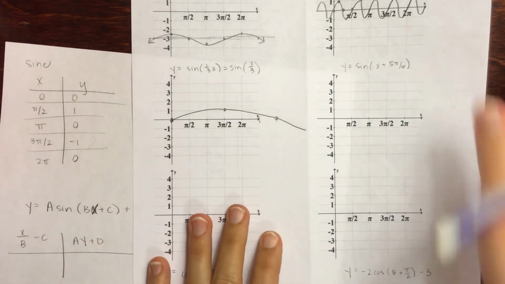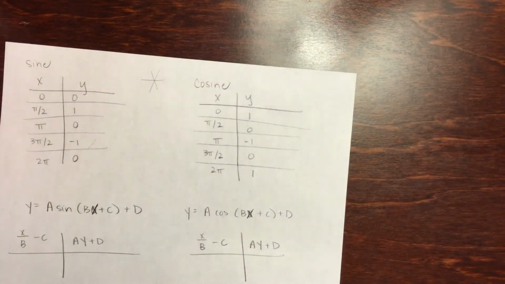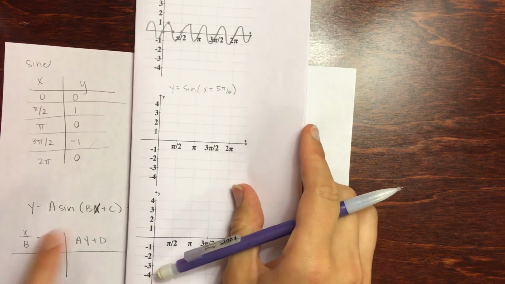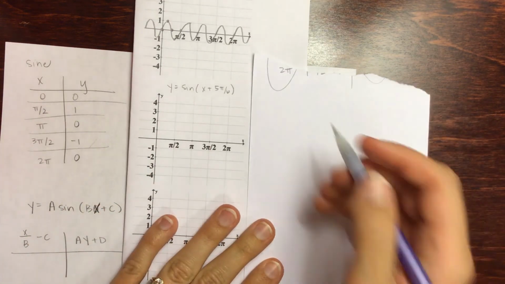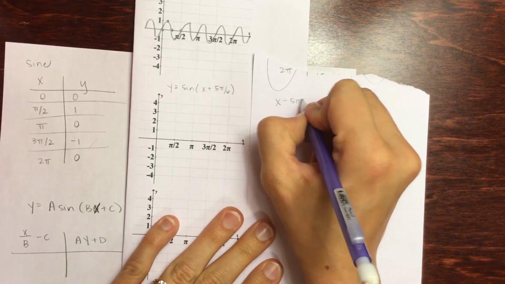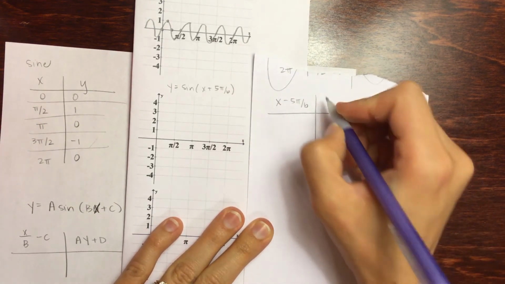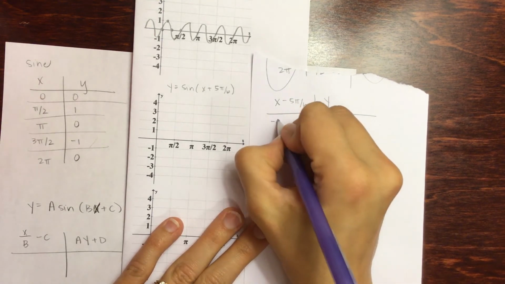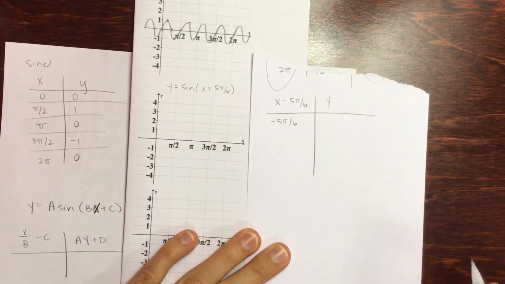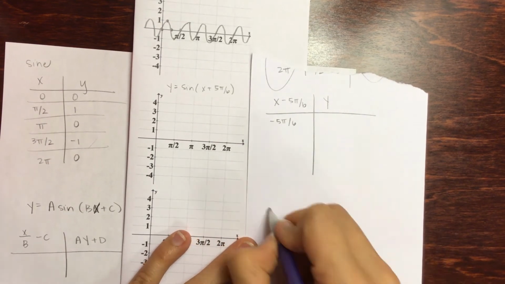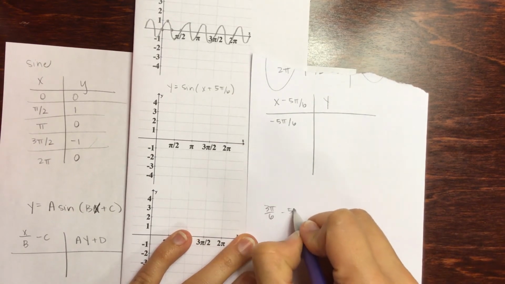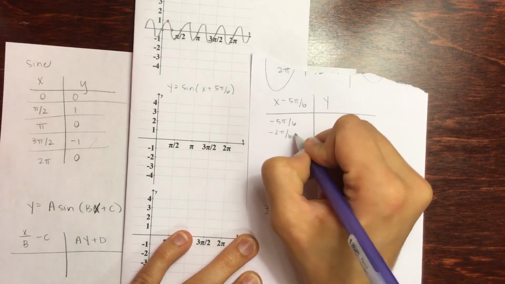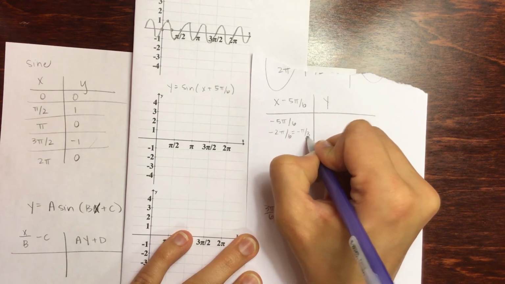We can also add and subtract, deal with c values. We haven't done anything with a c value yet, but remember it's the same exact thing except you're going to do the opposite sign here. So instead of adding 5 pi over 6, I'm going to subtract 5 pi over 6, and it is in there with my parentheses with my x, so that reminds me to do it to the x, not to the y. So 0 minus 5 pi over 6. Oh, we need to get common denominators here. Negative 2 pi over 6 is negative pi thirds.